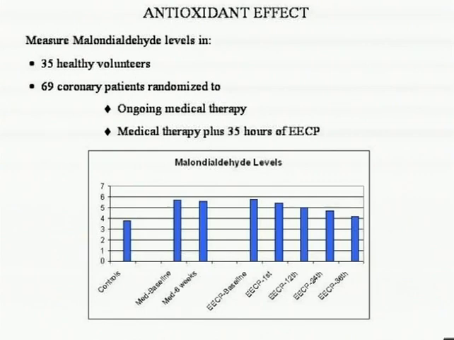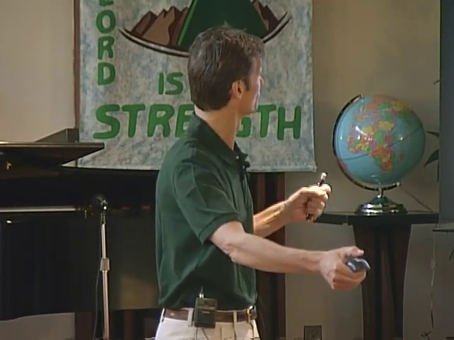That makes sense because coronary disease is due to free radical inflammation. Now, 6 weeks of medical therapy had no effect because drugs are not antioxidants. However, with EECP, it generated an antioxidant effect and malondialdehyde levels fell. So EECP provides a systemic antioxidant effect.